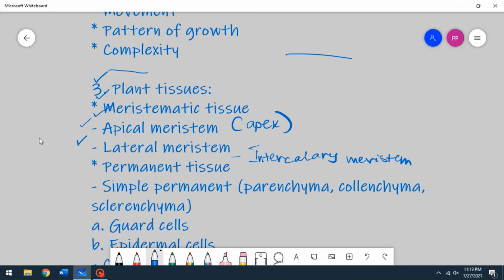Then we talked about permanent tissue. So meristematic tissue is the dividing tissue. Permanent tissue is the non-dividing tissue. The permanent tissue is the meristematic tissue that took on more specific functions, and there are different permanent tissues.